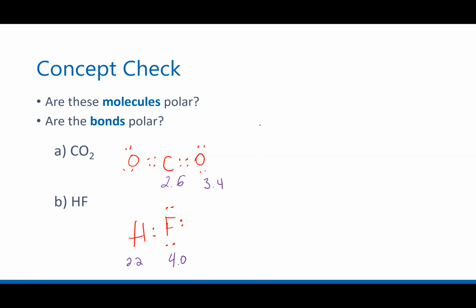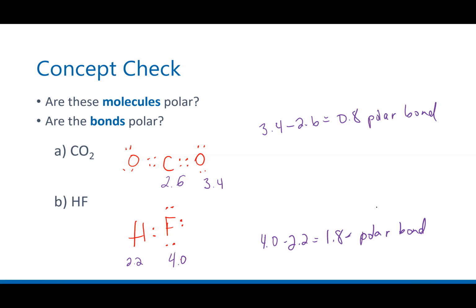3.4 minus 2.6 equals 0.8. That's definitely a polar bond. Down here, 4.0 minus 2.2, that's 1.8. That's definitely a polar bond.